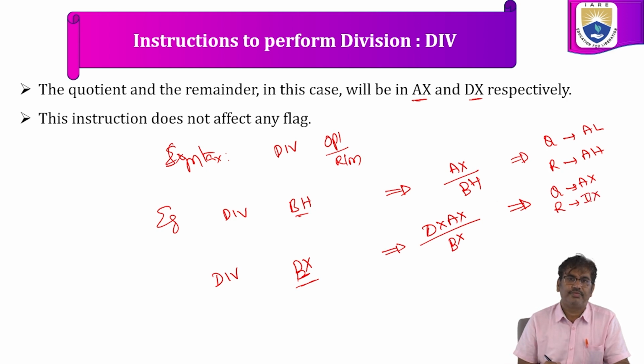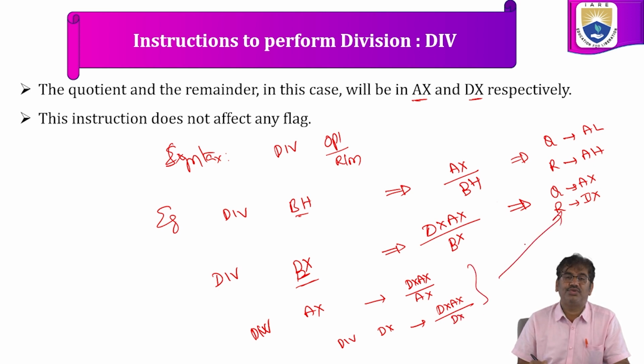the remainder can be in DX register. If I write div AX register, this instruction will do DX AX register divided by AX. If you have the instruction div DX register, these are allowed only. DX AX register pair will be divided by AX. For all these cases, the quotient and remainder will be same as that of 32-bit by 16-bit case. Here the operand can be a memory location also.